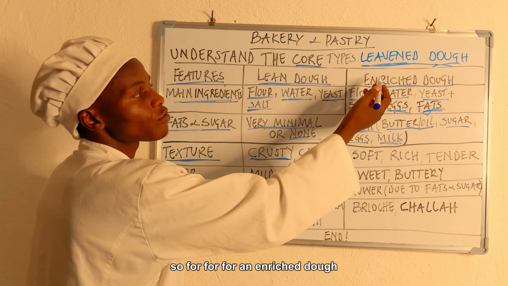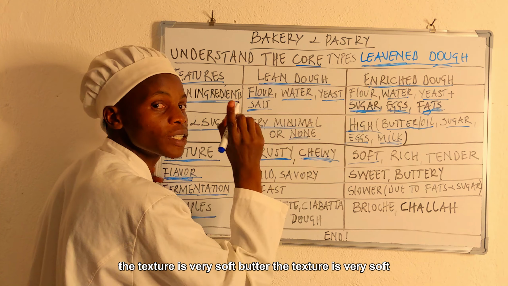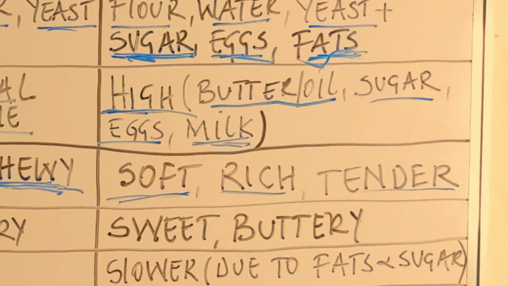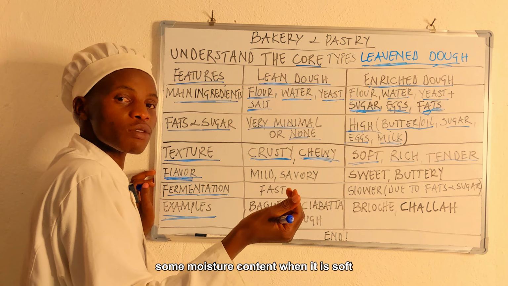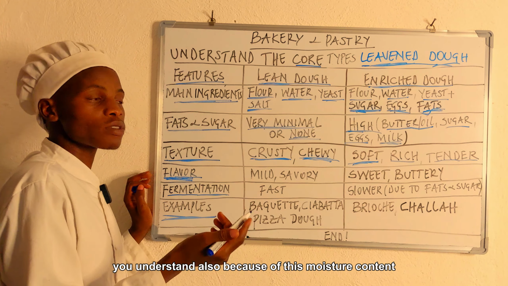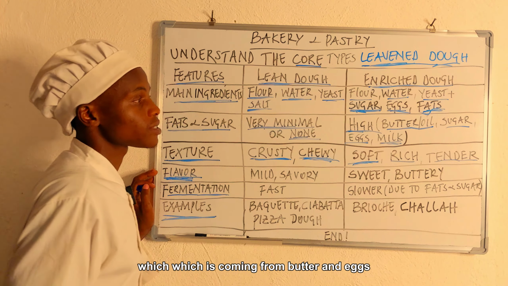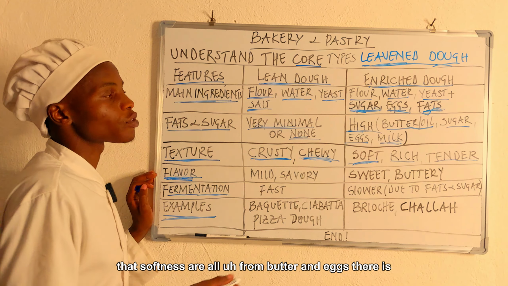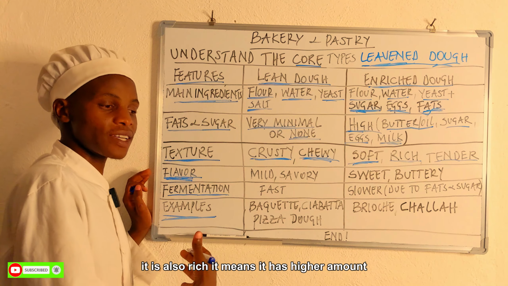So for enriched dough, the texture is very soft, rich, and tender. When something is tender, it means it has some moisture content. When it is soft, you understand. Because of this moisture content, which comes from butter and eggs, that tenderness, that softness are all from butter and eggs. It is also rich, which means it has a higher amount of fat.